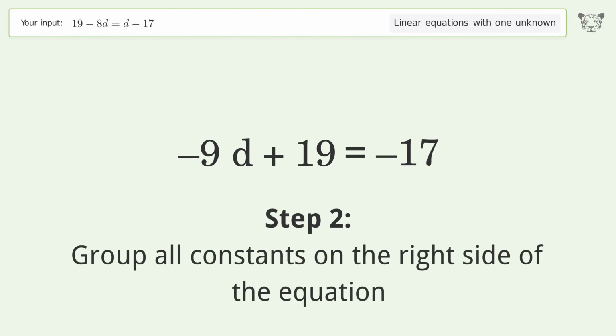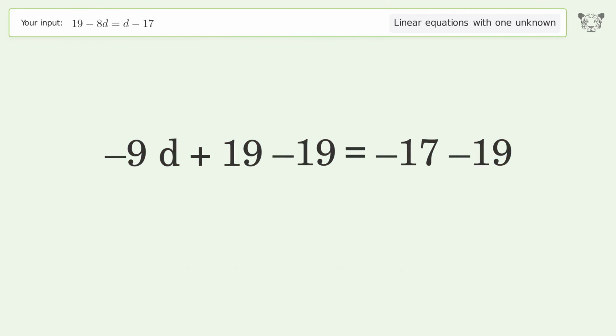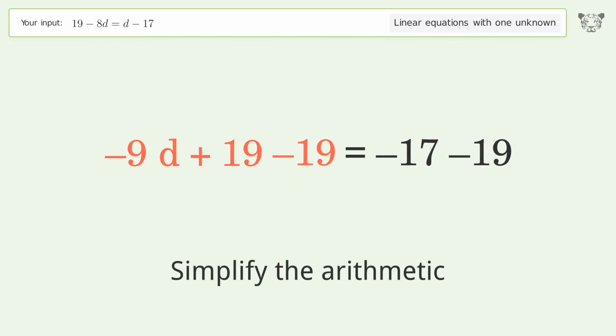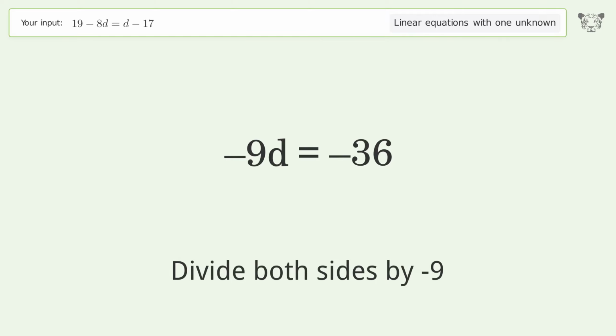Group all constants on the right side of the equation. Subtract 19 from both sides. Simplify the arithmetic. Isolate the d. Divide both sides by -9.